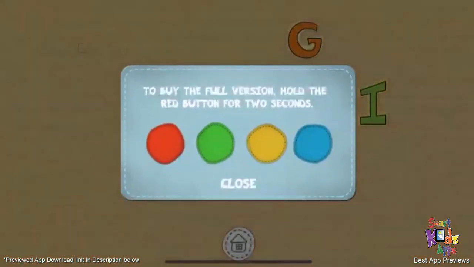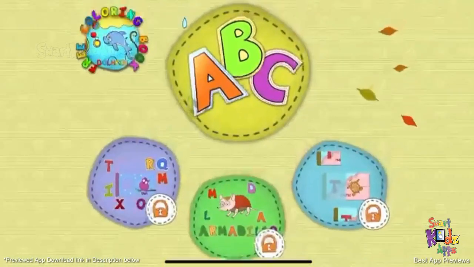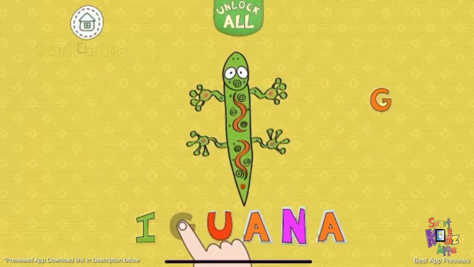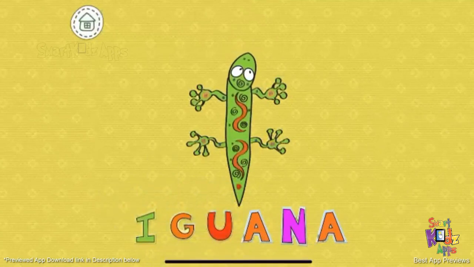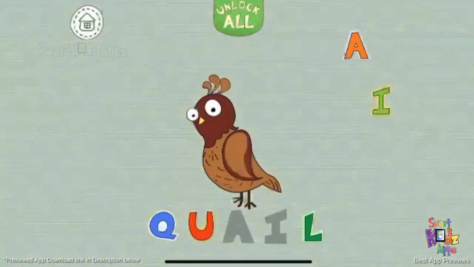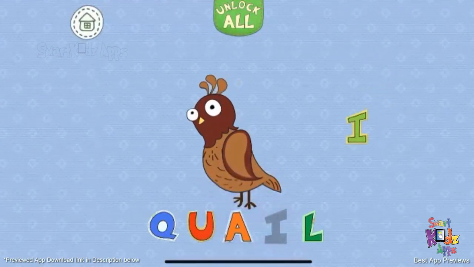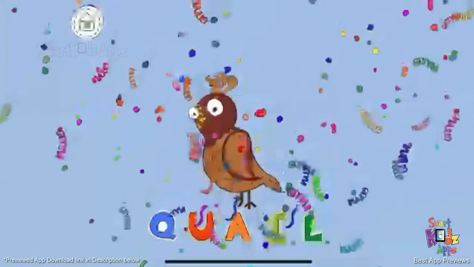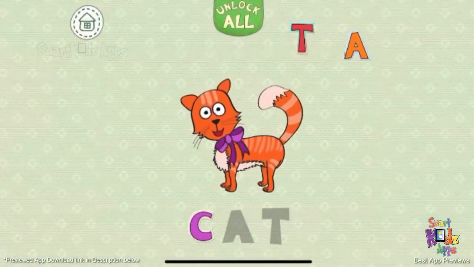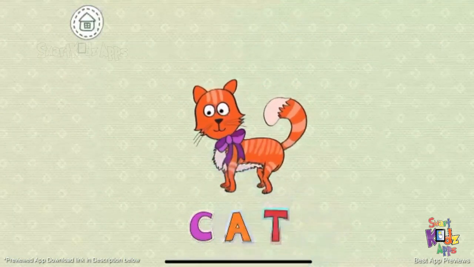So as you can see, three games are free in each puzzle game, and then you can choose to buy the full version if you want to keep playing. Place the letters into the correct places and restore the animal's name. Iguana. Very well. Whale. Nice. Cat. Neat work.